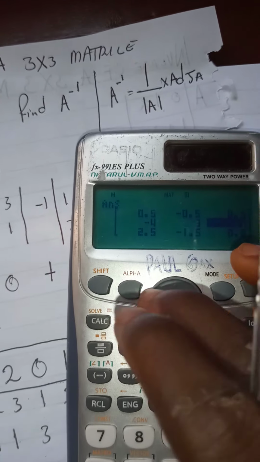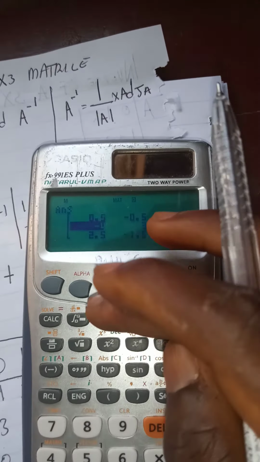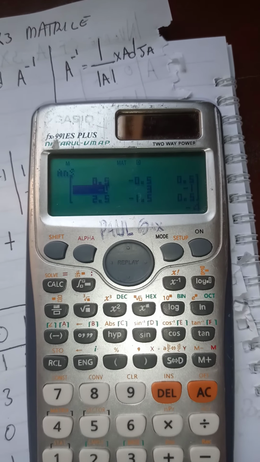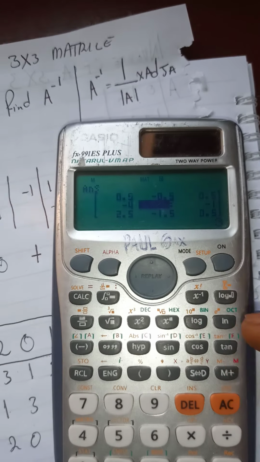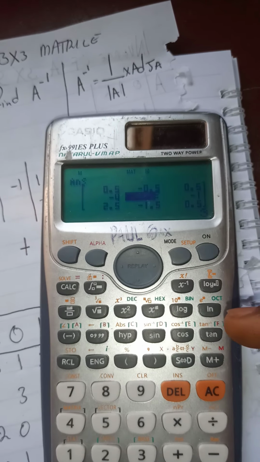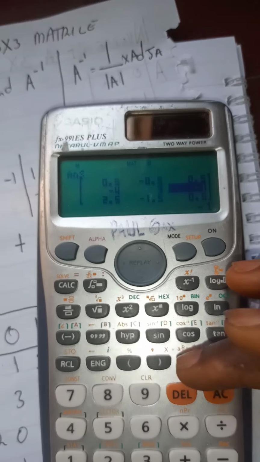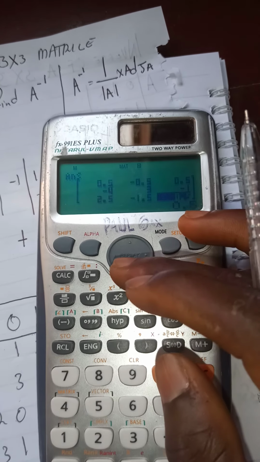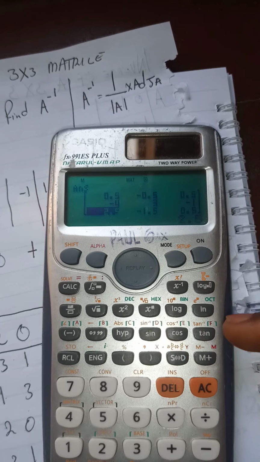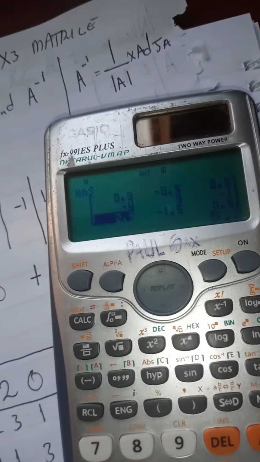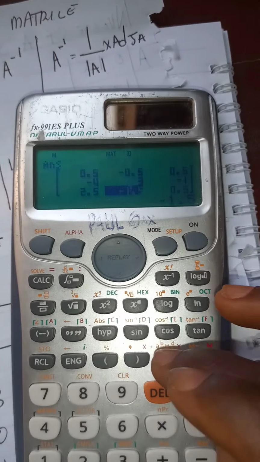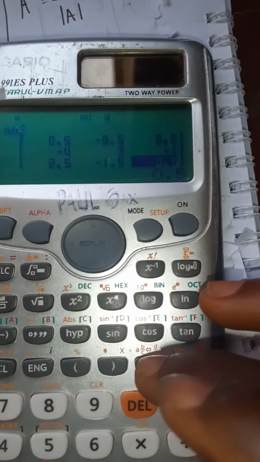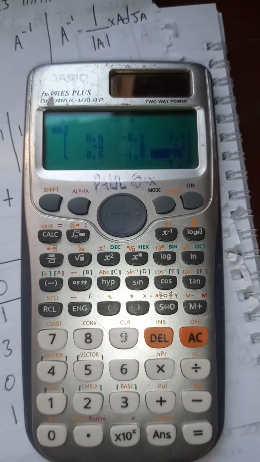Then you can move to any part using these arrows here. Then you press SD again. You have minus 4. So you press this minus 4. You have 3. Next one you have minus 1. So we have this as 5 over 2. You have this as minus 3 over 2. And finally, for the last part, we have 1 over 2.